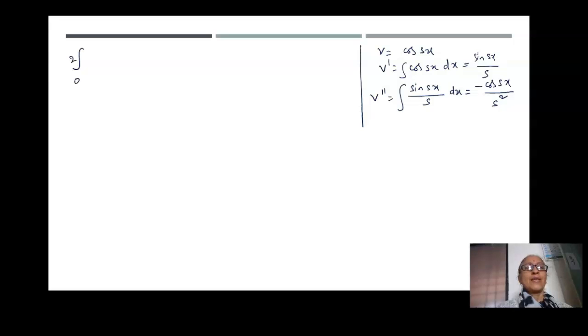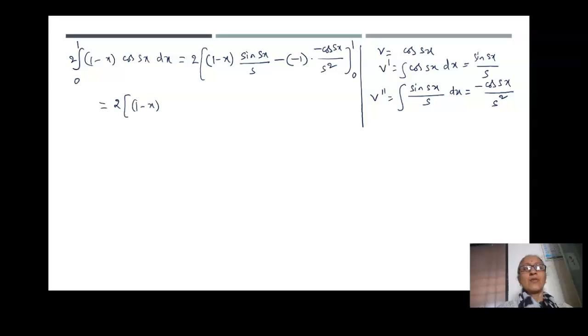So let us substitute all these values in this uv rule to evaluate the integral. Then we get 2 integral 0 to 1, 1 minus x into cos sx dx equal to 2 into 1 minus x into v dash, which is sin sx upon s, minus u1, that is minus 1, into integral of sin sx upon s, that is minus cos sx upon s square, under the limits 0 to 1. Here there are 3 negative signs, so the product of those 3 negative signs gives a negative sign.